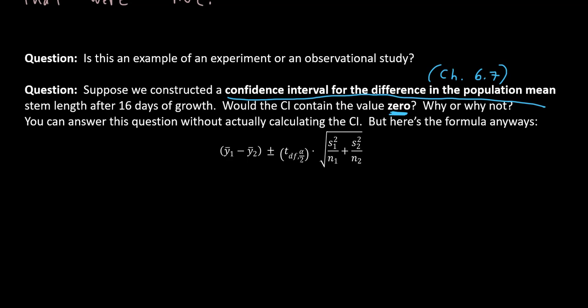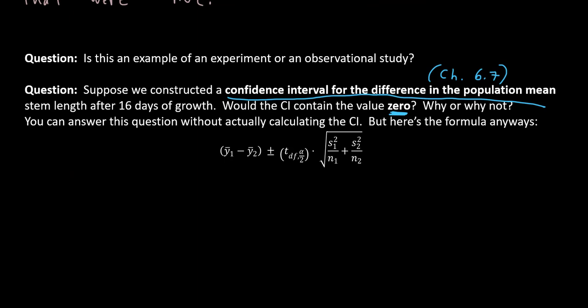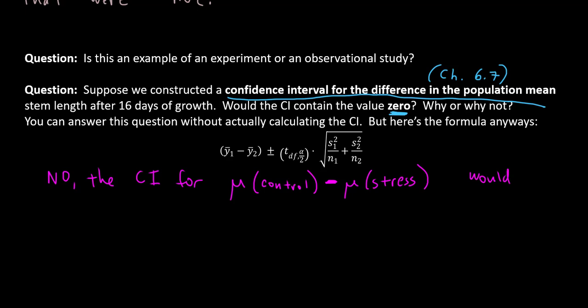Remember what we said 0 represents. 0 represents no significant difference. Let's track back to our conclusion here. Our data shows a significant difference. So do you know the answer here? The confidence interval for the difference in the mean stem length between the control group and the stressed group would not contain 0. Let's set up the calculation for this confidence interval.